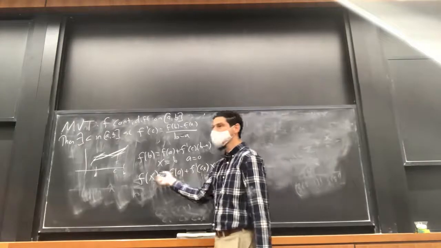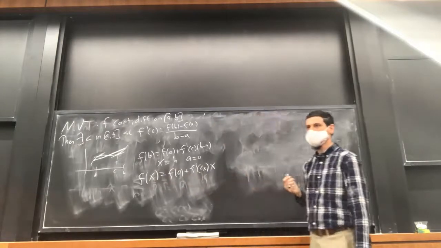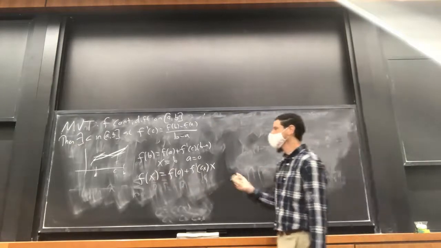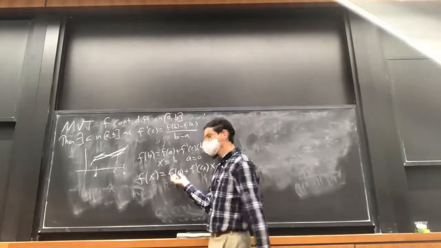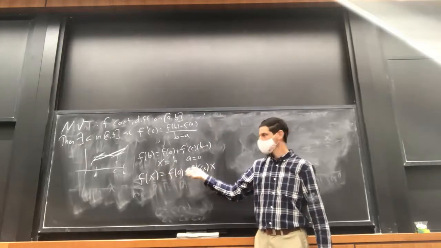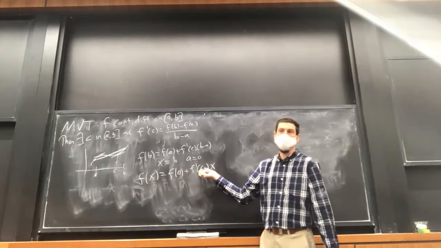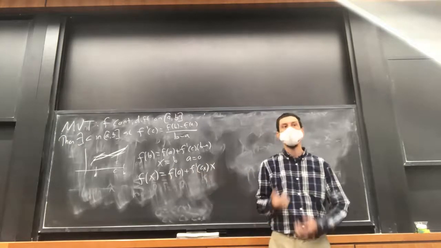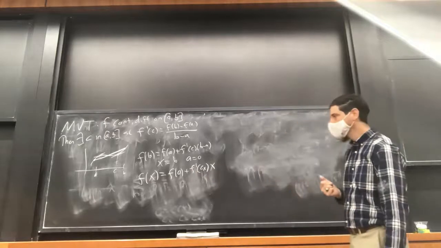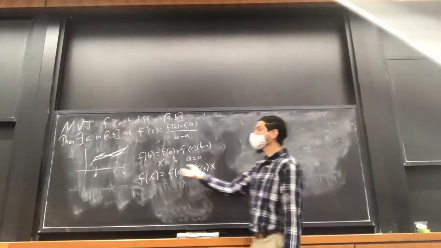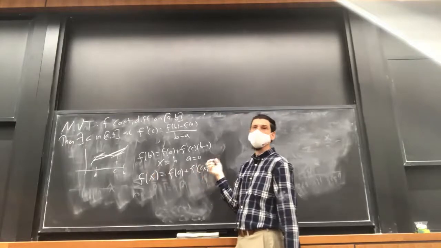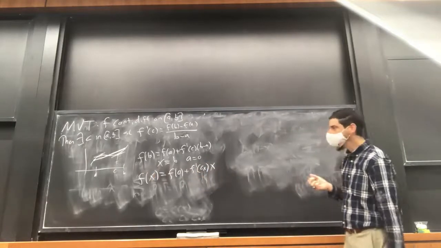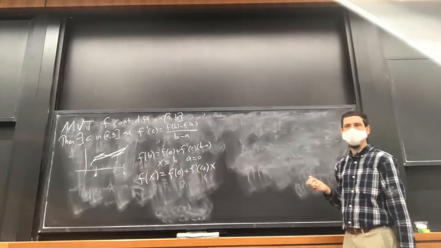Notice how close this is to the Taylor series. The Taylor series would say f of x is approximately f of 0, where you start, plus your instantaneous speed at time 0 times the amount of time elapsed. That's approximately where you are. What we're getting instead is a perfect, exact fit. The problem is we don't know where that point c is.